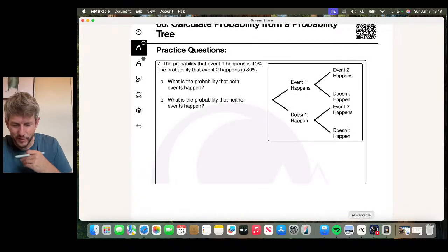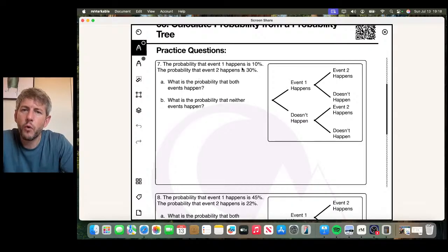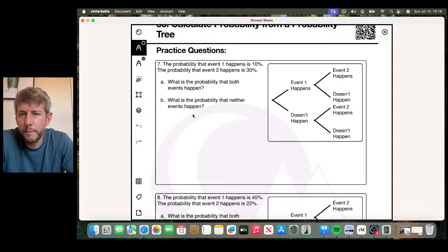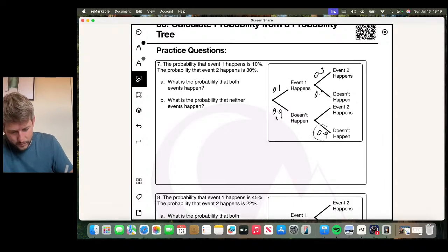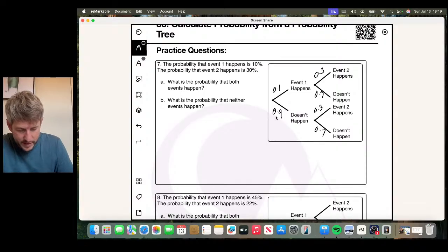Question... Ooh, we don't have anything on here. The probability that event 1 happens is 10%. The probability that event 2 happens is 30%. What is the probability that both events will happen? What is the probability that neither events will happen? Ooh, okay, we've got something. So we've got to put these on. I'm going to put them on as decimals. So event 1 happens is 0.1, so that's 0.9. Event 2 happens is 0.3, so that's 0.7. Okay. So here we go.